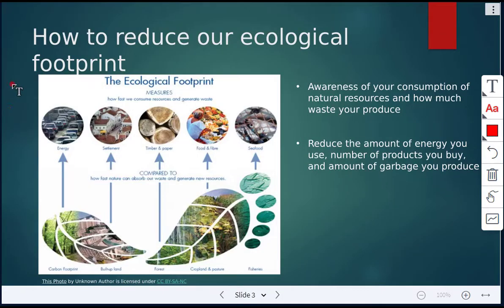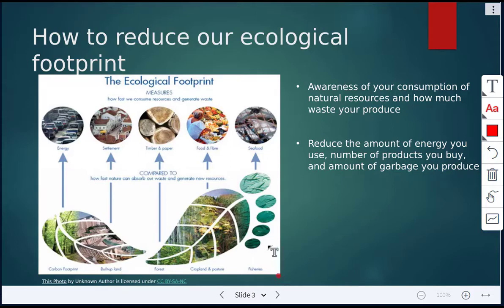So how can we reduce our ecological footprint? So things like being aware of your consumption of natural resources and how much waste you are producing, and also by reducing the amount of energy you use, the number of products you buy, and the amount of garbage you produce. And also with plastics, making sure you're not using as much plastics. You can use more materials that are recyclable and so on.